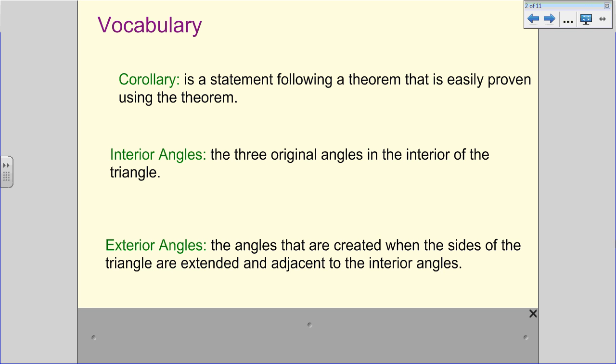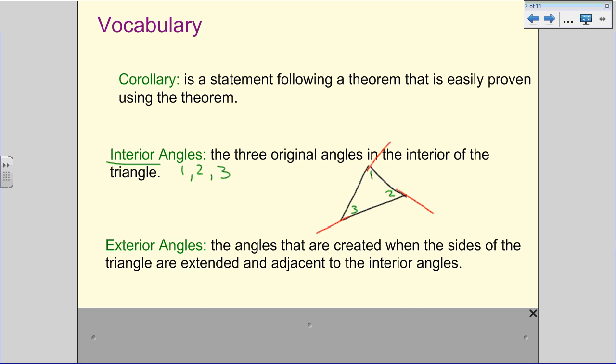So let's take a look at a triangle. All right, and then we're going to extend each side in one direction. I'm going to go clockwise. So I'm going to extend this side, extend this side, and extend this side. So our interior angles, we'll say, are 1, 2, and 3. Okay, so 1, 2, and 3 were our interior angles.